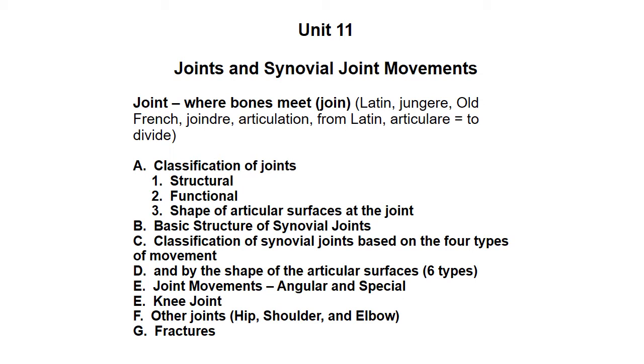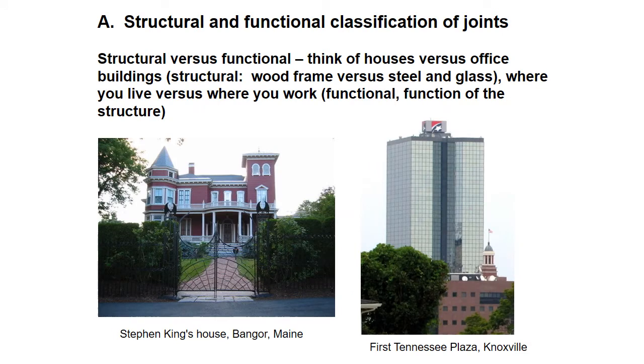Then we're going to classify synovial joints based on the four types of movement and by the shape of the articular surfaces. Then we're going to go over joint movements: angular movements, meaning what angle does it go in, and special movements. Then we'll look at the knee joint. We're also going to look briefly at some of the other joints, the hip, shoulder, and elbow, and go over what those look like. Then we're also going to look at fractures at the very end, and some other problems with joints, just to fill in some gaps that are not in the book, and I think it's really interesting stuff to go over.